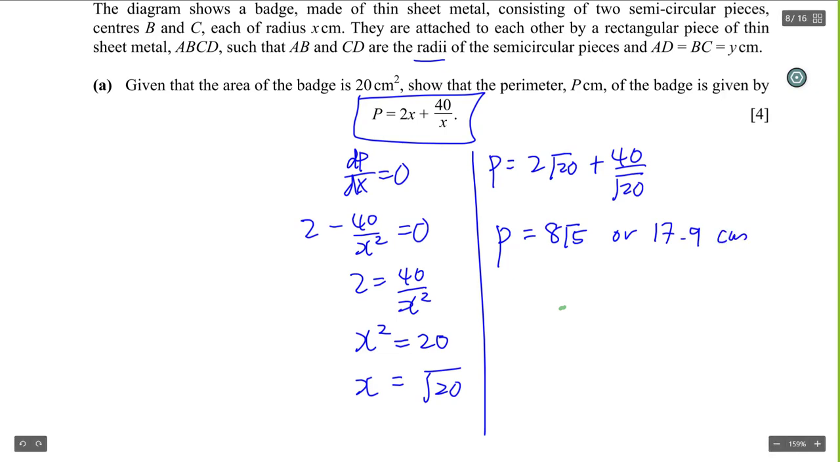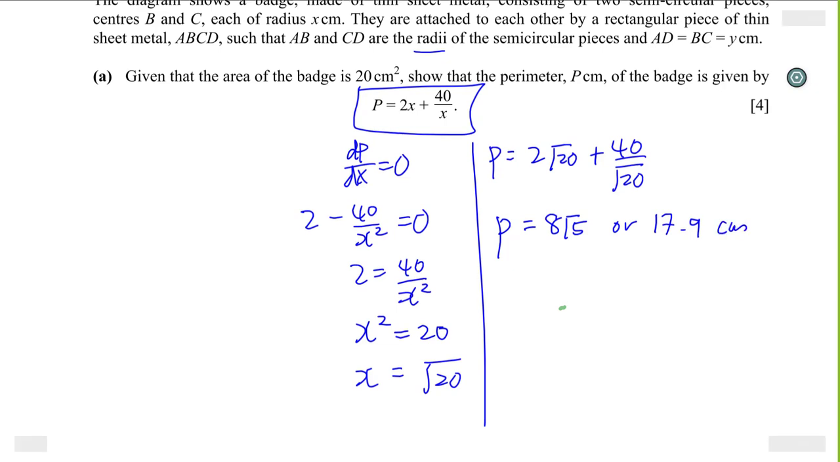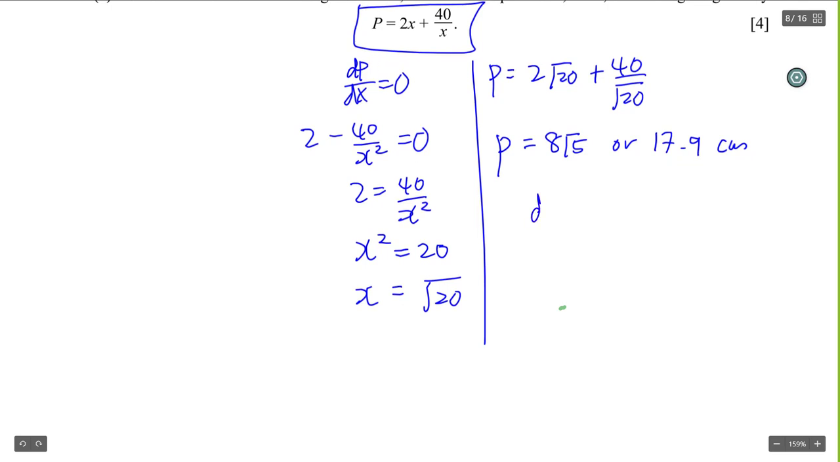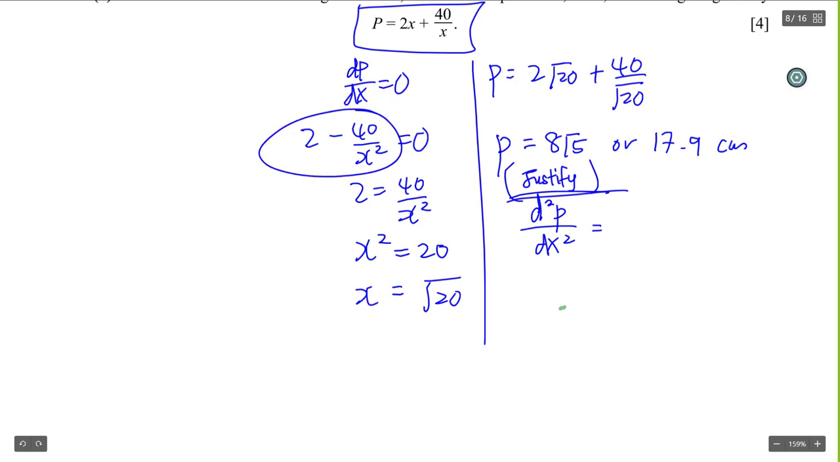And then they ask us to justify that this one is a minimum. In order to justify, we need to do a second derivative. It means we need to differentiate a second time. So we have d2p over dx squared. We'll differentiate this one again, so I will get 80 over x cubed. You just differentiate this one.